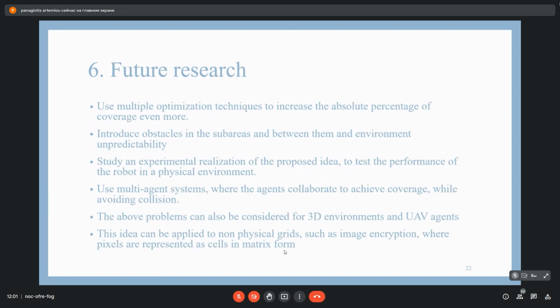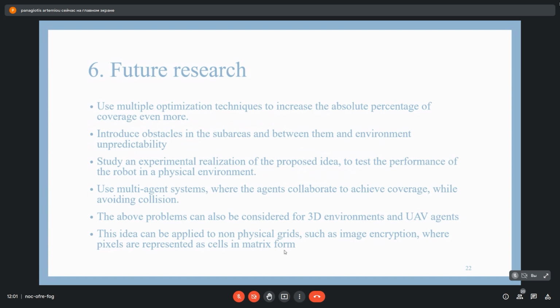So for the future, there are several differentiations that can be added to the system and also many problems that can be considered for further study. For optimizing this existing system, there are more techniques that can be used, such as pheromone, which can be directly combined with the algorithm that we have.